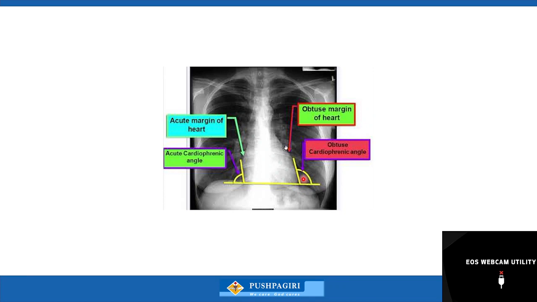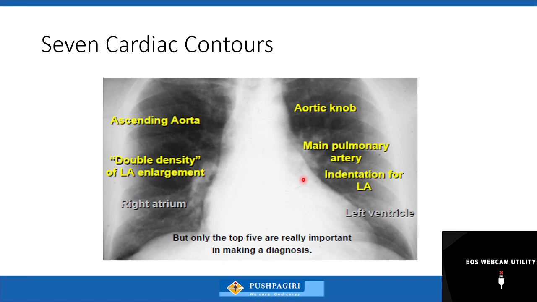When you are looking at the frontal X-ray PA view, there are seven cardiac contours which you have to look at in detail. They are the contour of the aortic knuckle, the main pulmonary artery, the indentation for the left atrium or the left atrial appendage, then the left ventricle, then the ascending aorta here, then the double density of the LA contour can come here, and the right atrial contour. All these seven cardiac contours we should look at carefully.